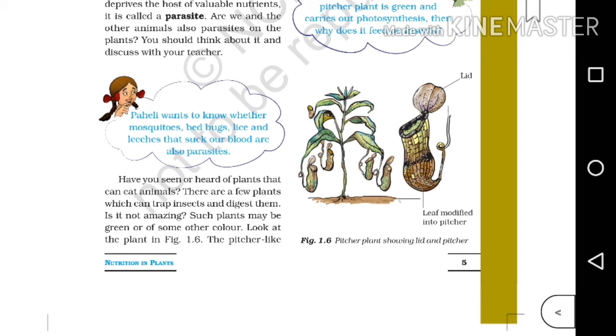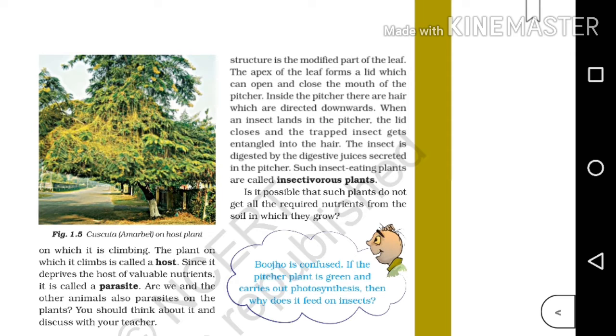Have you seen or heard of plants that can eat animals? There are a few plants which can trap insects and digest them. Is it not amazing? Such plants may be green or of some other color. Look at the plant in figure 1.6. The pitcher-like structure is a modified part of the leaf. The apex of the leaf forms a lid which can open and close the mouth of the pitcher.